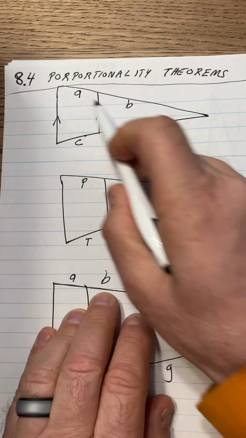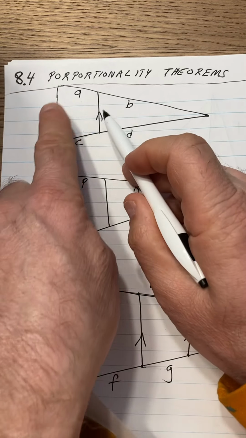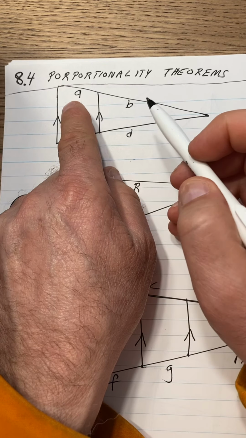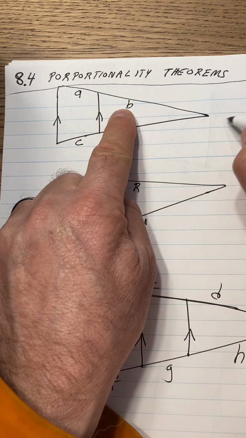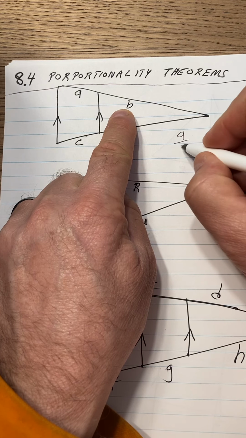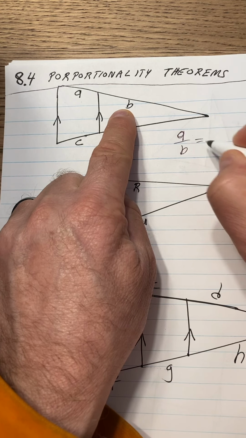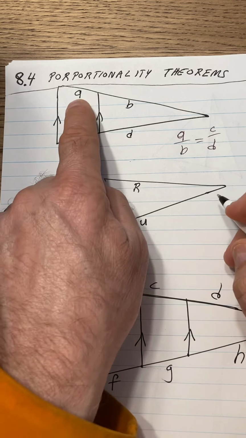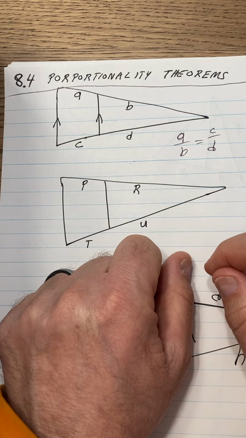So here's a giant triangle right there. And if these two lines are parallel, that means the sides are proportional. A is to B as C is to D. A is to B as C is to D.